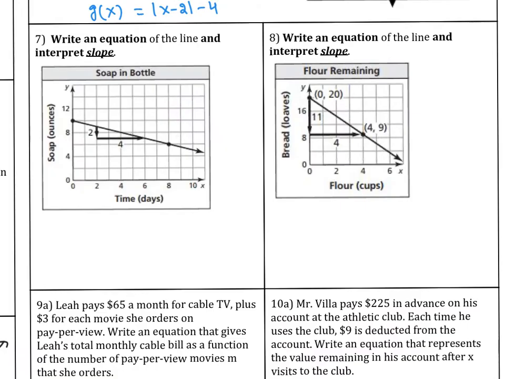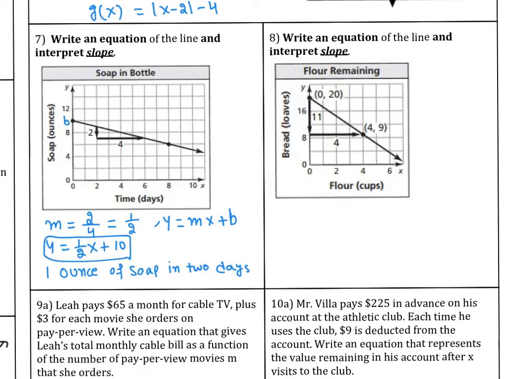Now let's do number 7 here. Write an equation of the line and interpret the slope. So first to find the equation, you're going to find the slope. So the rise is 2 over 4. So it's going to be 2 over 4, and it's going to be negative because it's going down, 1 over 2. To find the equation, you need a slope and you also need a y-intercept.